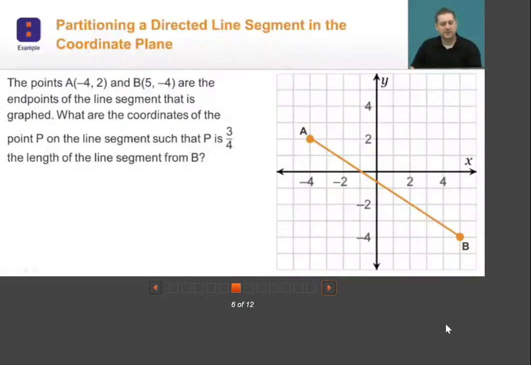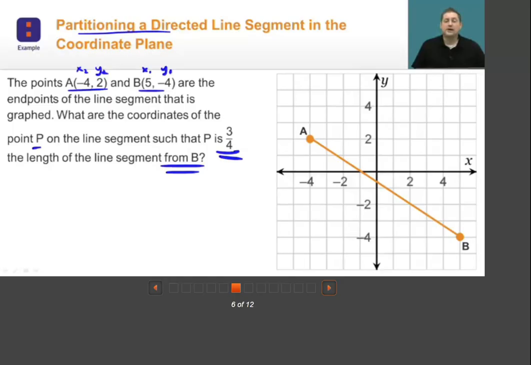Let's look at another example for partitioning a directed line segment in the coordinate plane. Now I have the points A and B, (-4, 2) and (5, -4) respectively, as endpoints of the line segment that we see graphed here on the right. And I want to know what the coordinates of point P are, such that P is 3/4 of the length of the line segment from B. The fact that it's from B tells us that B is the first point, so that's (x1, y1), and then point A would be the second point, (x2, y2).